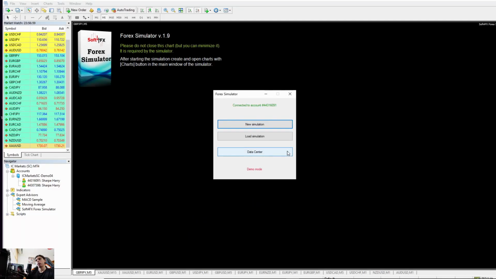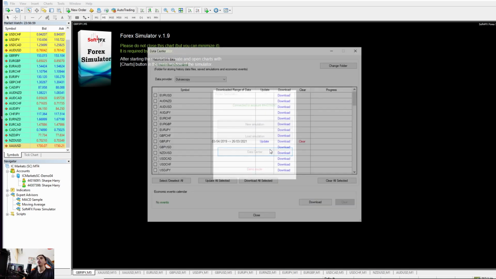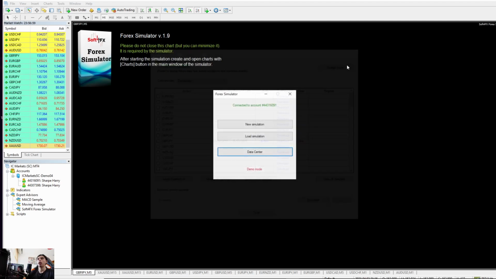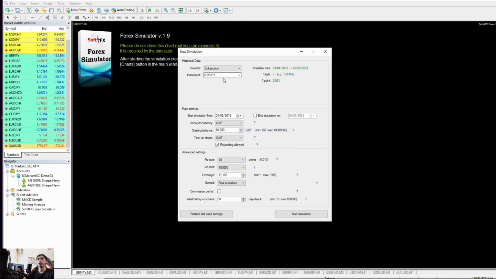So what you're going to do first is I'm going to use this demo for an example just to show people that you can trade for free. You're going to come to data center, download all of the data, and choose the years you want to trade from. After that, we're going to go to new simulation here. Yes, let's trade from, let's see, 2020 maybe.